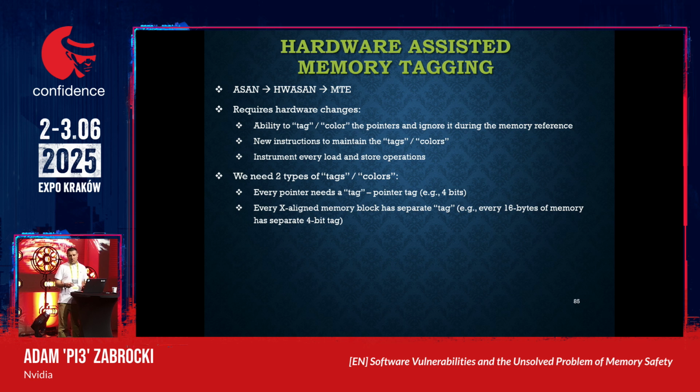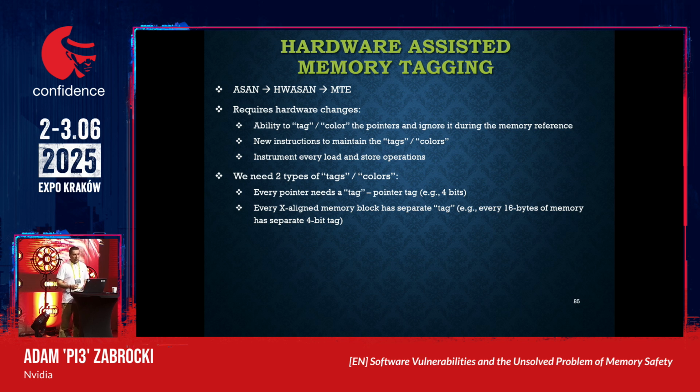So what do we need to change in the hardware? We need the ability to tag or color the pointers and ignore the tag during memory references, for performance reasons. We also need new instructions to maintain the tags and colors. We also need to instrument every load and store operation, which is relatively easy in RISC architectures, but on architectures like x86 it's not as straightforward. I'm not aware of any memory tagging work on those architectures, excluding hardware ASan.